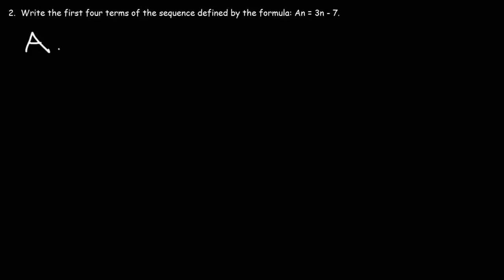So the first thing we're going to do is find the first term. So we're going to replace n with 1. So it's going to be 3 minus 7, which is negative 4. And then we're going to repeat the process.